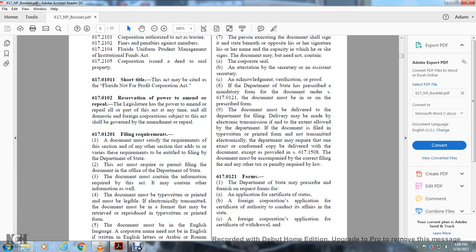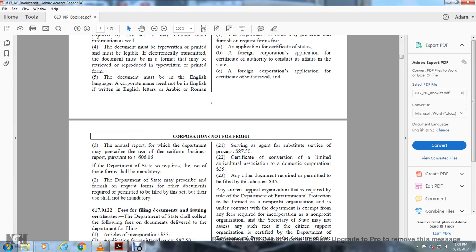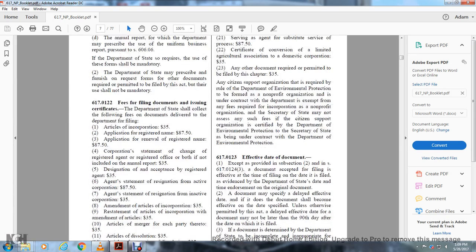617.0121, Forms. The Department of State may prescribe and furnish on request forms for an application for a certificate of status, an application for a certificate of authority to conduct affairs in this state for foreign corporations, an application for a certificate of withdrawal, and the annual report, for which the Department may prescribe the use of the uniform business report pursuant to Statute 606.06. The use of these forms shall be mandatory. The Department may prescribe and furnish on request forms for other documents required or permitted to be filed by this act, but their use shall not be mandatory.